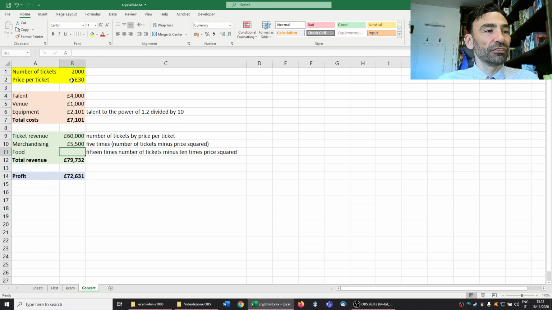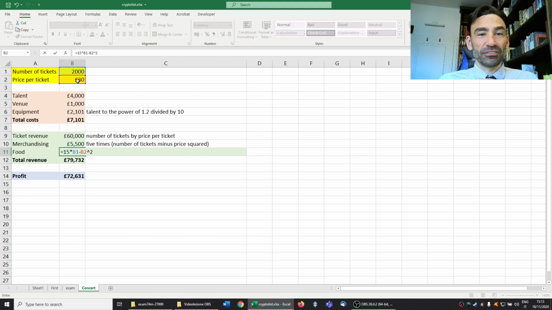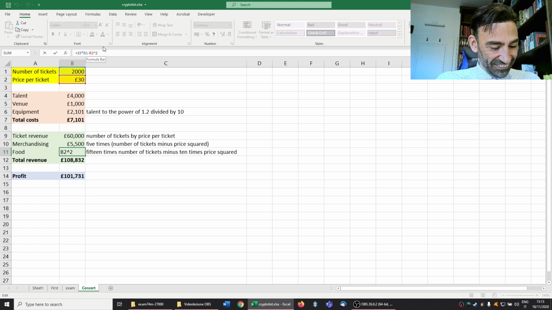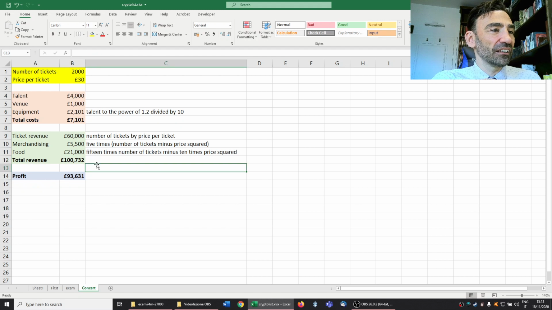Okay, food. 15 times the number of tickets, minus 10 times the price squared. Also here, if it is very expensive, people will bring the food from home. Minus 10 times the price squared. Okay. Total revenue. This one, okay, fine.